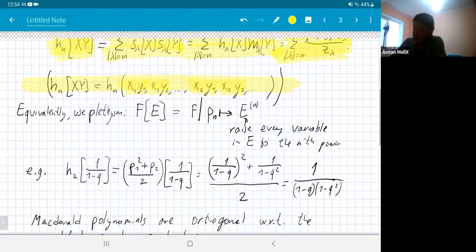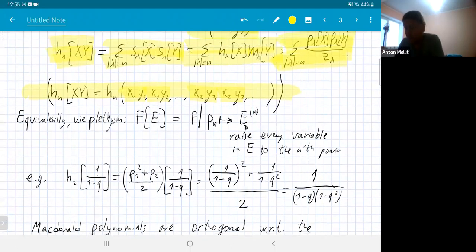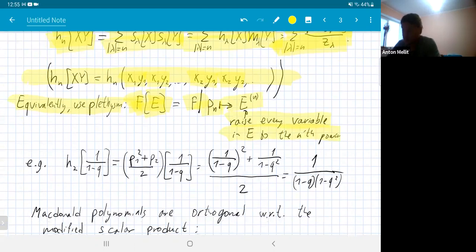And there is another way to say what it is, hn of x times y, using the formalism of plethysm. So what is this plethysm? It tells you how to define, when you take a symmetric function f and some expression e, what it means to evaluate f at e. You just have to write f in terms of power sums and replace each power sum pn by en, where en is obtained from e by raising every variable to the nth power. So this is what plethysm means.